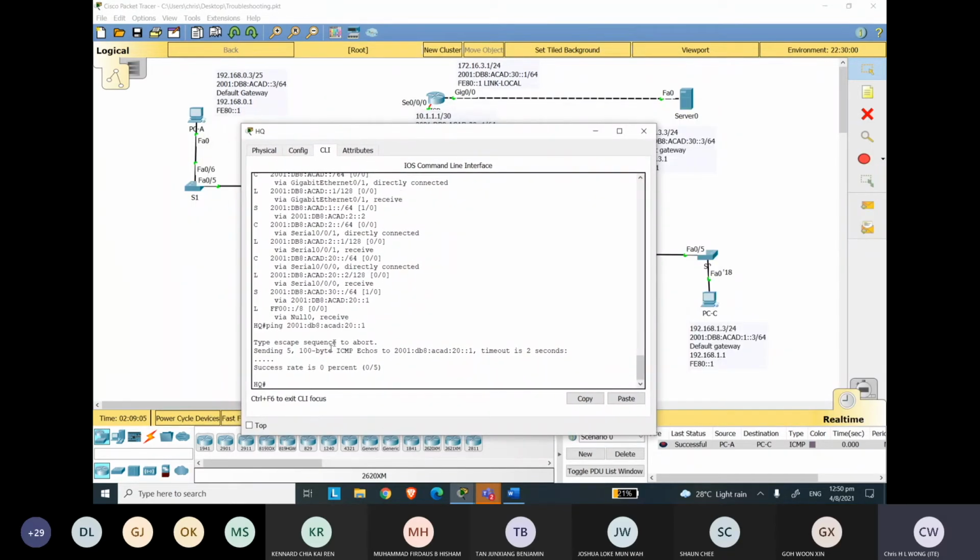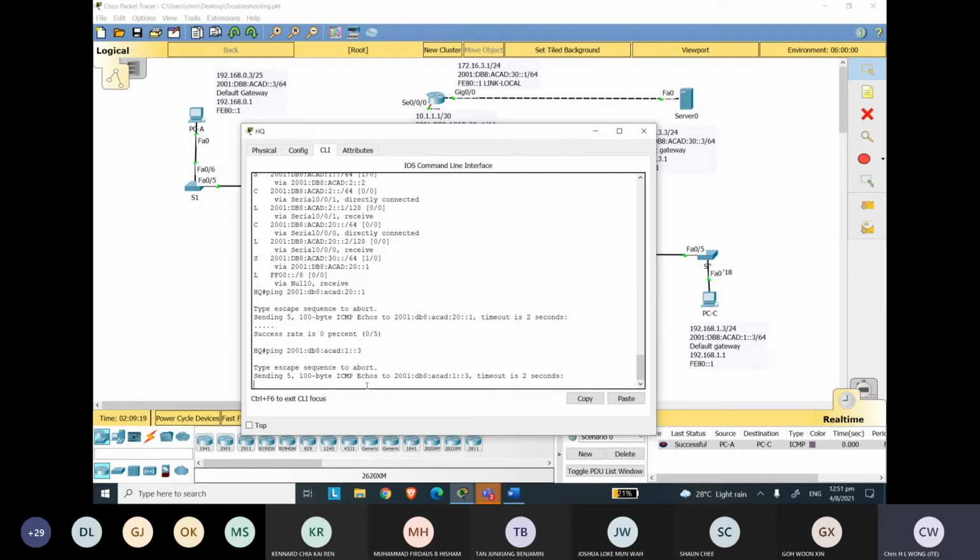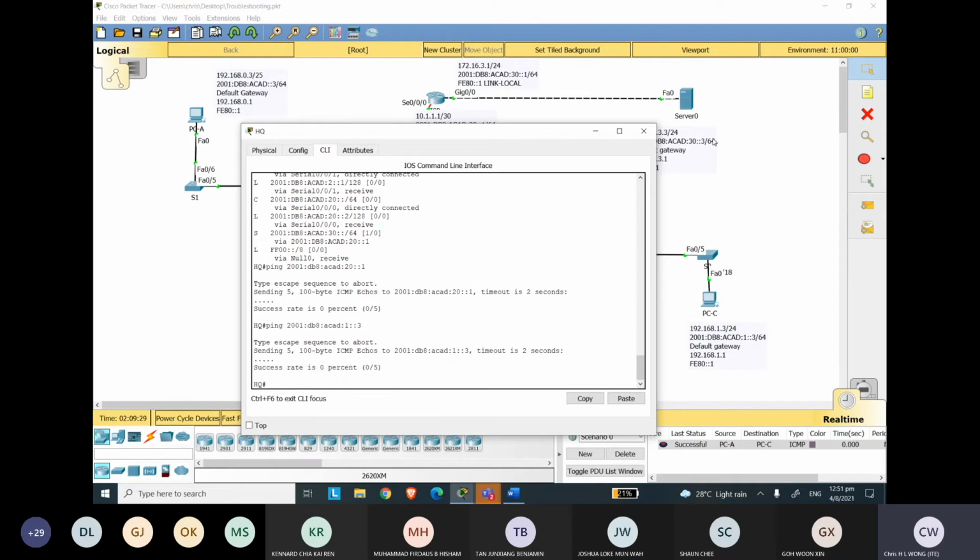PCC is actually one dash cat 13, right? So everybody ping cat 13. Everybody can ping cat 13 now. Everybody using the router. Also cannot. If the router cannot ping that, I can forget about PCA pinging this PCC also, isn't it? If the router cannot go there, you can forget about the PC. So you can see nothing happens.